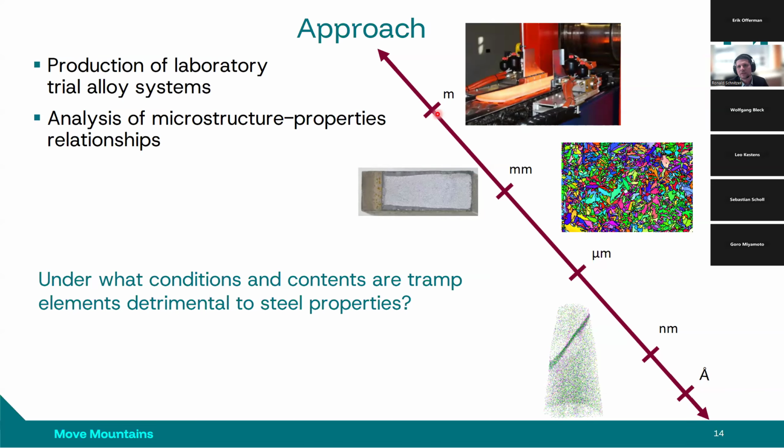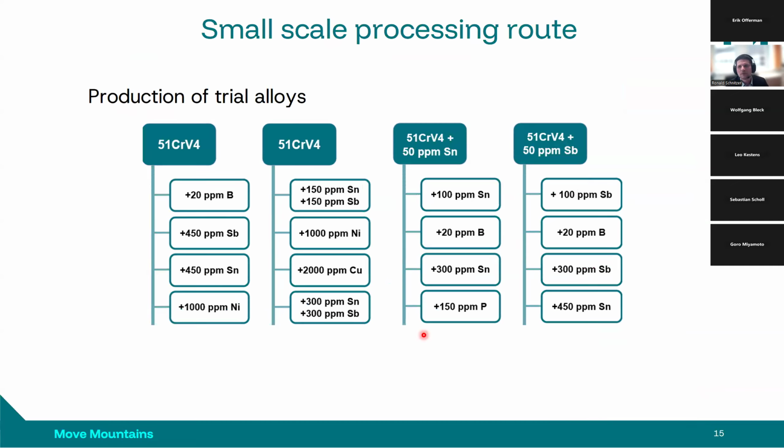That means we start with the trial alloy production, as close as possible to the industrial process, then do mechanical properties, and go on the microstructural level down to the nanostructure of the material. What you can see exemplarily here is a trial alloy set. In that case, it was a 51CrV4 alloy, a quenched and tempered steel with a medium to higher carbon content, I would say.